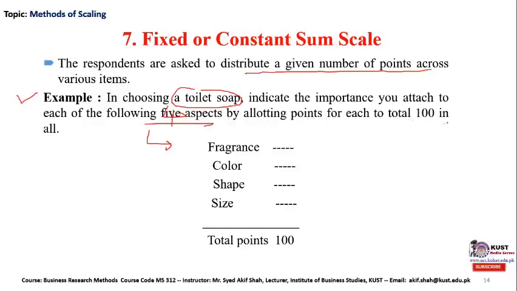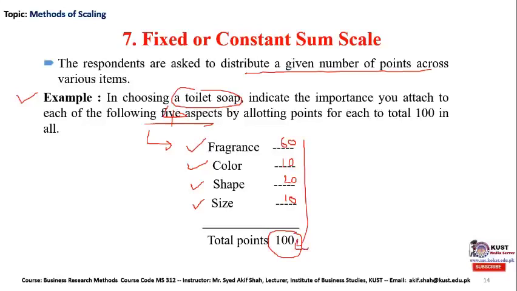Let's suppose the researcher is interested to know how many individuals look at the fragrance of the soap while selecting a particular toilet soap. Similarly, how many of them are interested in color, in shape, and then in size. So here the fixed or constant sum says that the respondent has 100 points in total, and is asked to give importance to the characteristics of their own choice by allocating the maximum number of points. For example, some people would select the soap on the basis of fragrance the most, so they can assign 60 points to fragrance, 10 to color, 20 to shape, and similarly 10 to size, and it all sums up to 100 points.